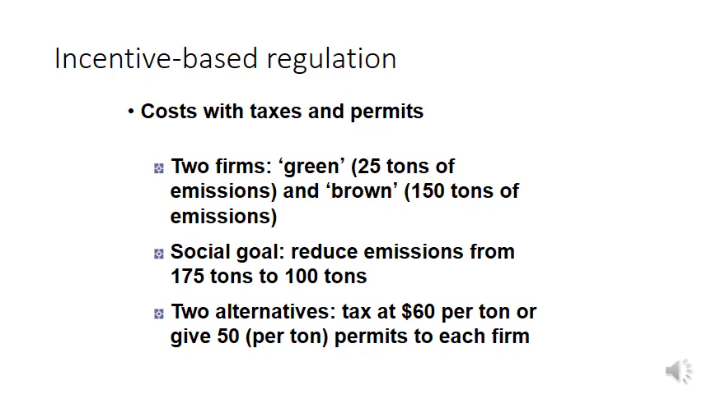So what we're going to do now is explore two alternative policies and how they impact both the green firm and the brown firm. One is taxing, and that'll be a per unit tax on pollution, so $60 per ton. And one is permitting, where we give 50-ton based permits to each firm. 50 permits to each firm, we can have 100 tons total reduction or abatement. So just to quickly recap, two firms, the green firm and the brown firm, with the goal of reducing emissions from 175 tons to 100 tons.